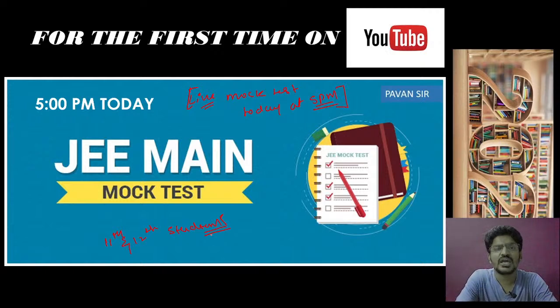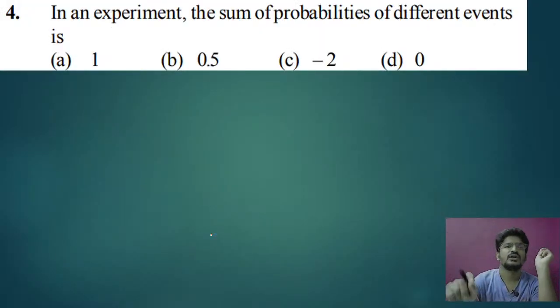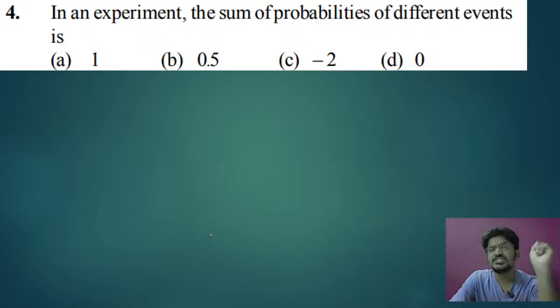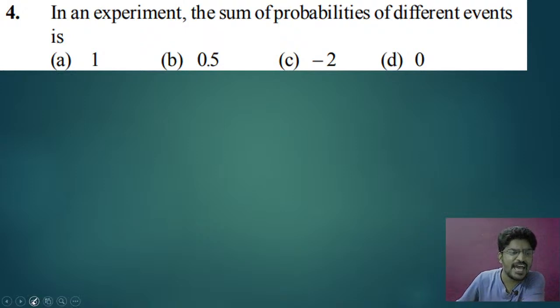Clear? Okay. Let us go for the next problem. The fourth one. In an experiment, the sum of the probabilities of different events is... Very easy answer. Quickly tell me. That means the experiment has been done already, and events are also collected. So here event E1, event E2, event E3, event E4. Let us take there are 4 events.